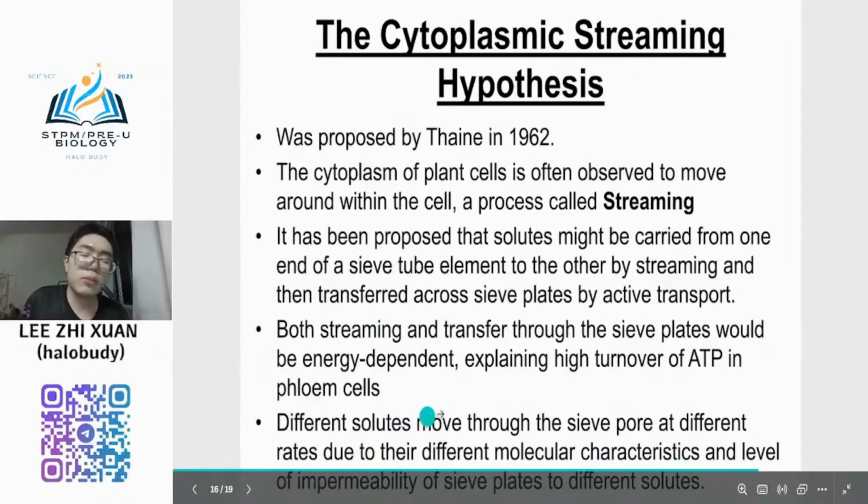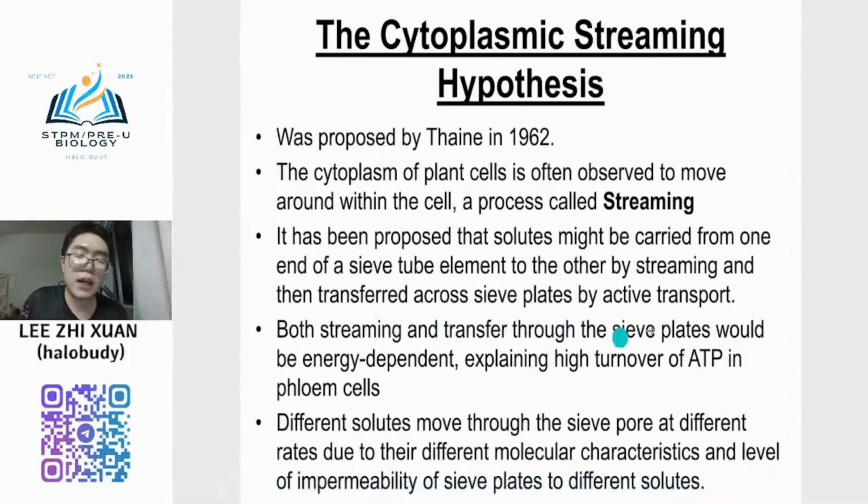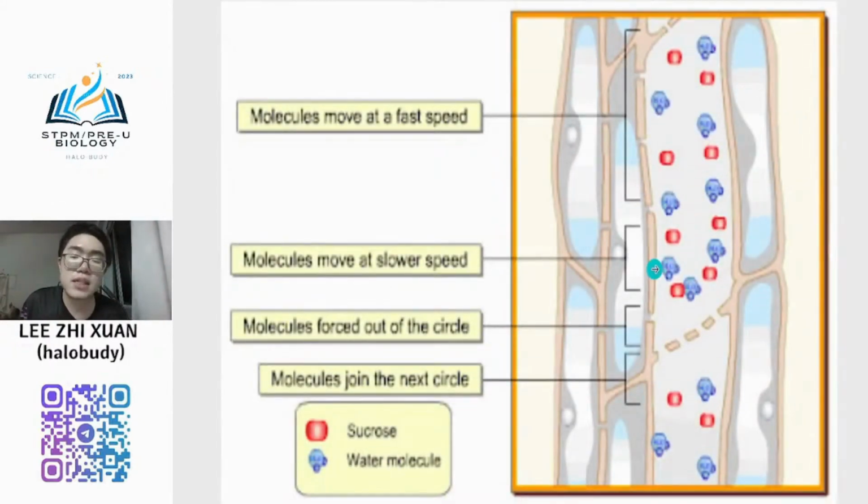Normally different solutes move through the sieve pore at different rates due to different molecular characteristics. Both the streaming and the transfer across the sieve plate would be energy dependent, explaining the high turnover of ATP in phloem cells. So this process requires high energy or ATP because it is an active transport process.